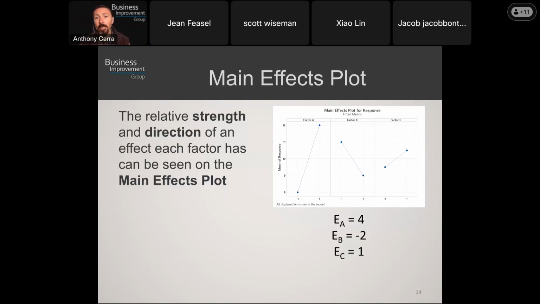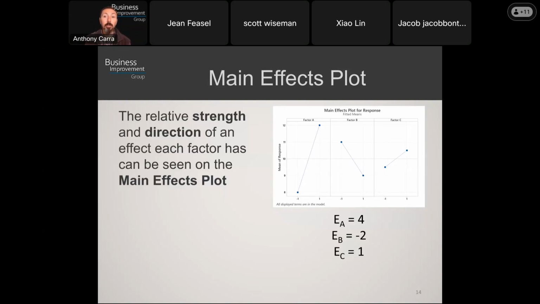For factor B, going from low to high, I'm actually going to decrease by 2 units, and then C being an increase of 1 unit. So here too, we'd have to do the statistical analysis to determine if there's statistical significance, but we could see the relative strength, right? Factor A has a much bigger effect on my outcome than the other 2 factors potentially combined.